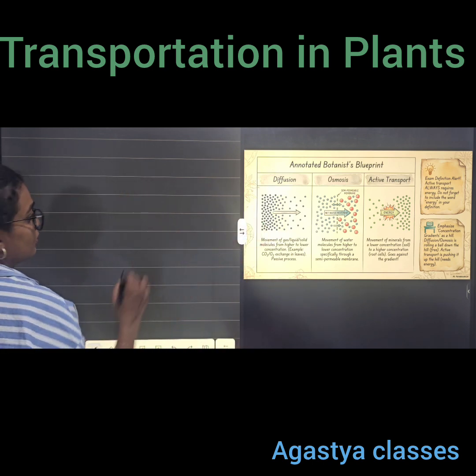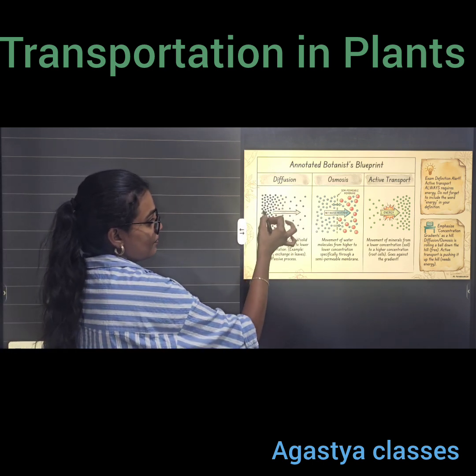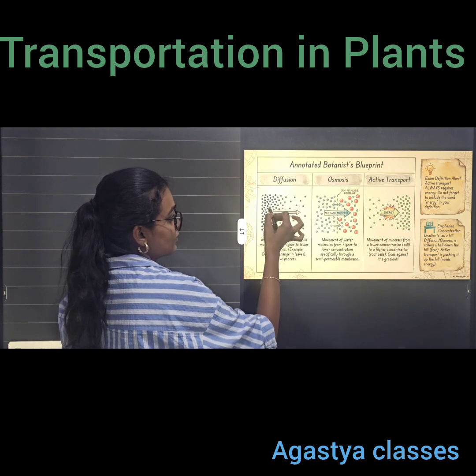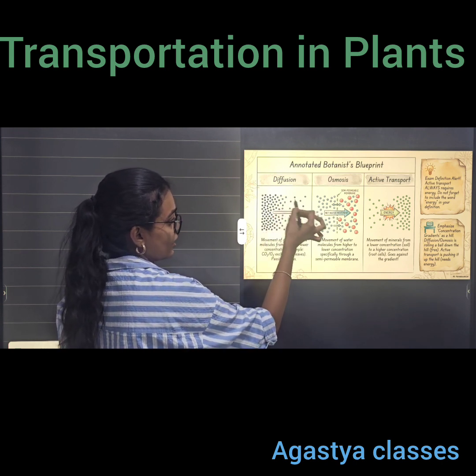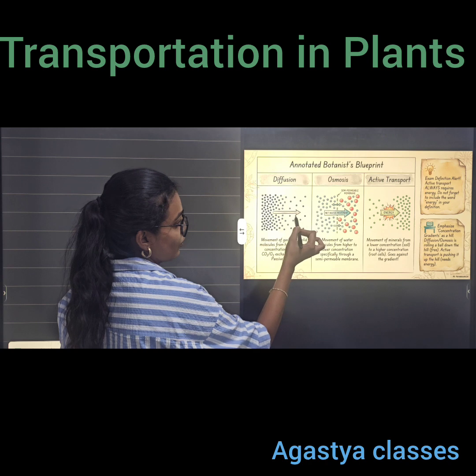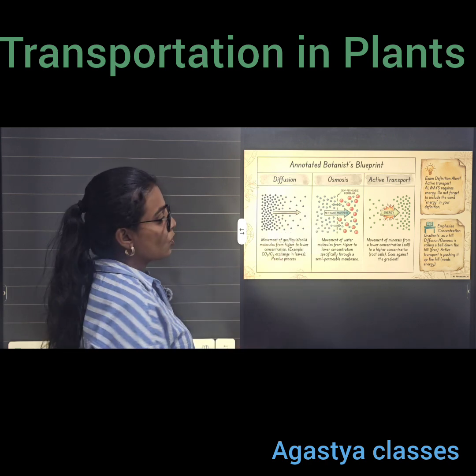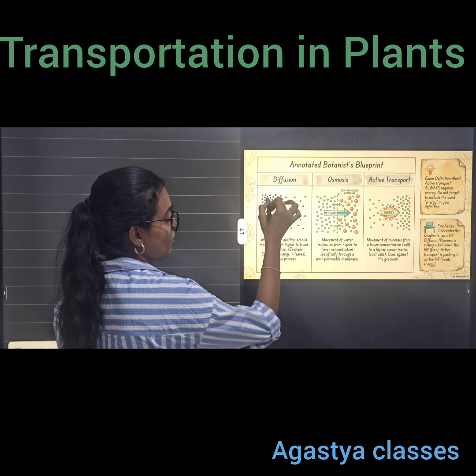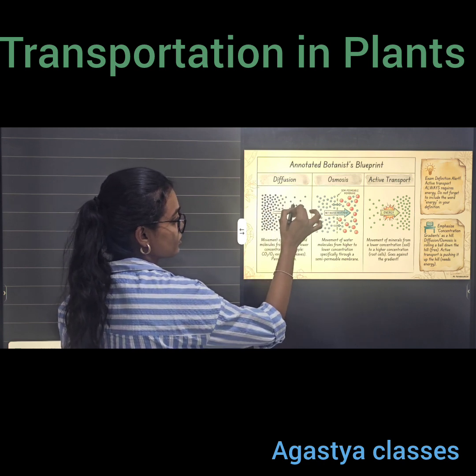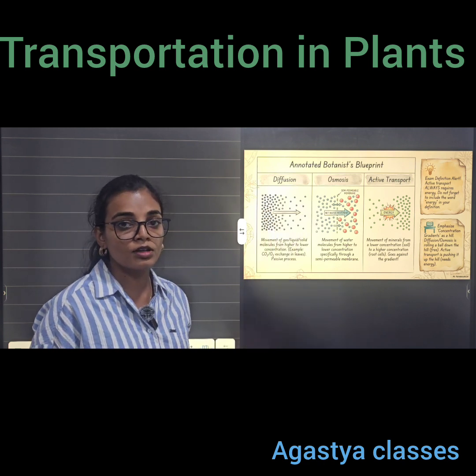Like in this diagram, you can see the concentration of the particles in this region is very high. On the other hand, in the region where the arrow is pointed, the concentration of particles is very less. Over a period of time, spontaneously, the molecules move from the region of high concentration to the low concentration.